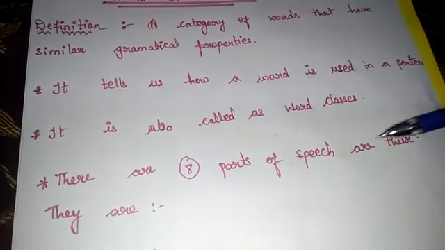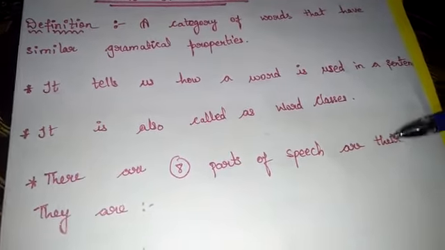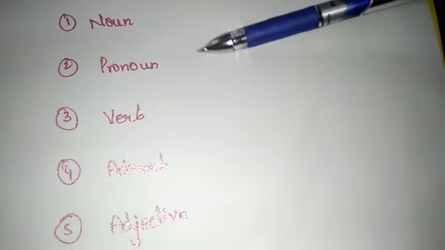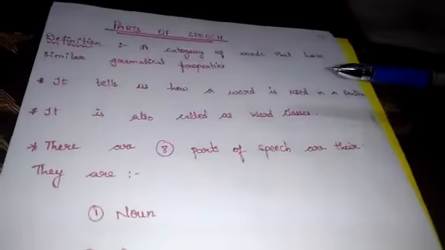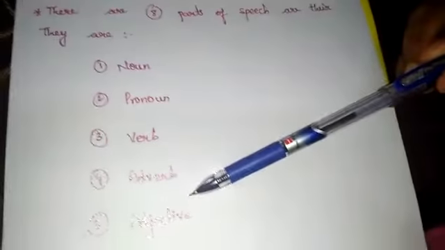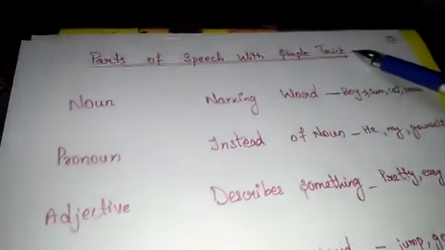There are 8 parts of speech. So there are mainly 8 parts of speech. What are those? Noun, pronoun, verb, adverb, adjective, preposition, conjunction and interjection. So, to avoid confusion, I have made only these 8 parts of speech with examples, and the details and their subheadings will be covered in the next video. So let us see in detail what those parts of speech are, with a simple trick.